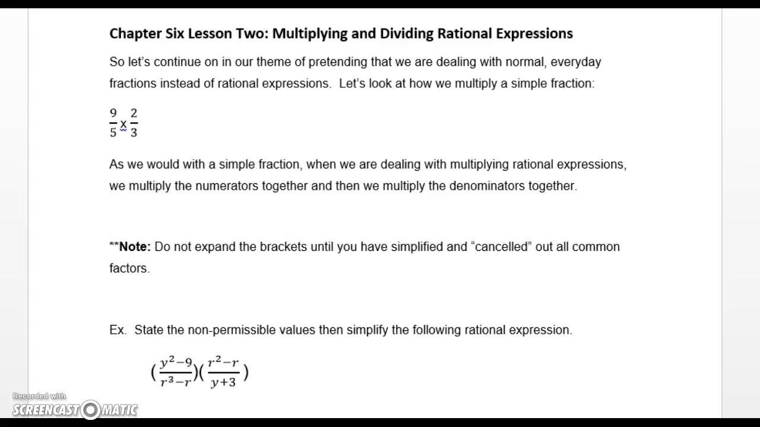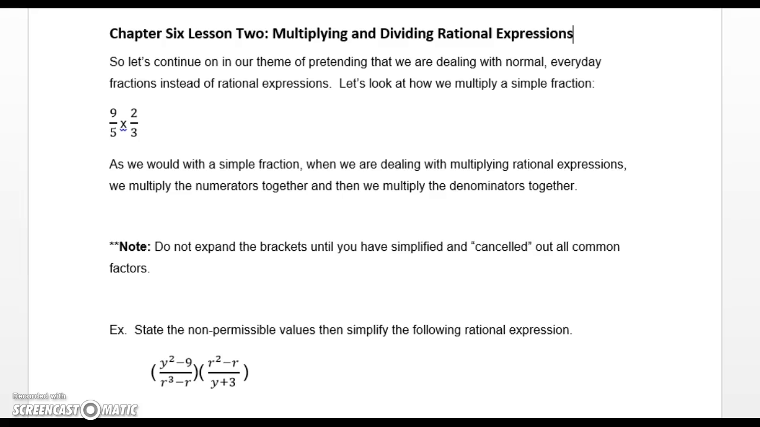In this video, we're going to look at Lesson 2 from Chapter 6, which is talking about multiplying and dividing rational expressions. Specifically in this video, we're really going to look at just multiplying rational expressions, and we'll look at dividing rational expressions in the next video. So we're going to continue on in our theme of pretending that we're dealing with normal, everyday fractions, rather than rational expressions that have variables in them.